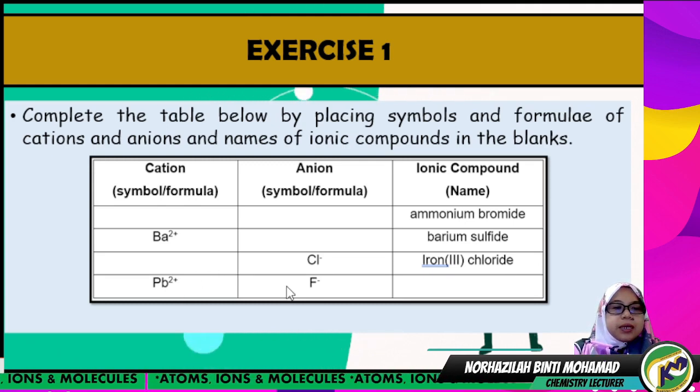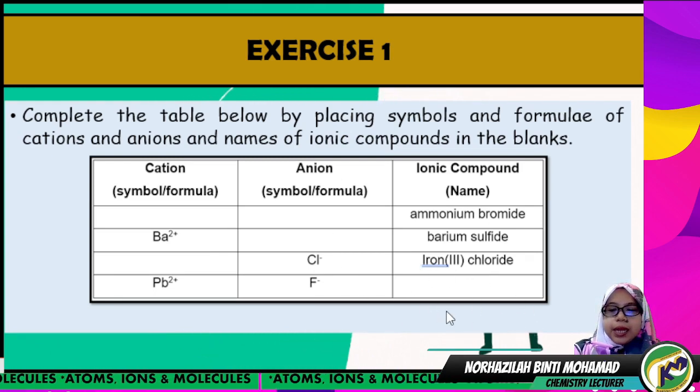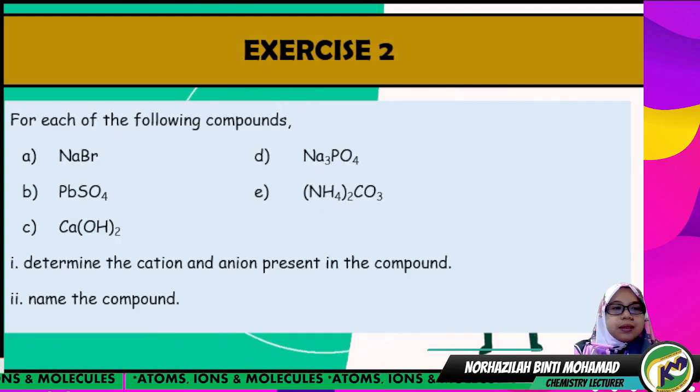And for this one, it asks you to name the ionic compound when the cation is Pb2 plus and the anion is F minus. So what is the name of this ionic compound? Okay, that is exercise 1.